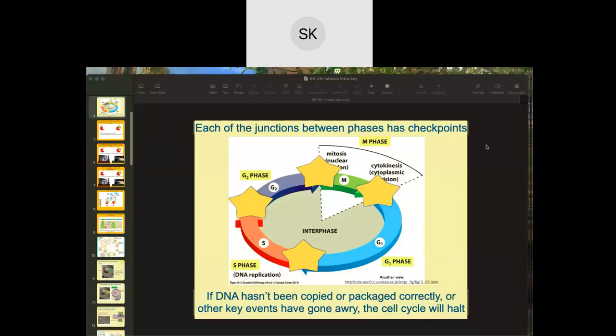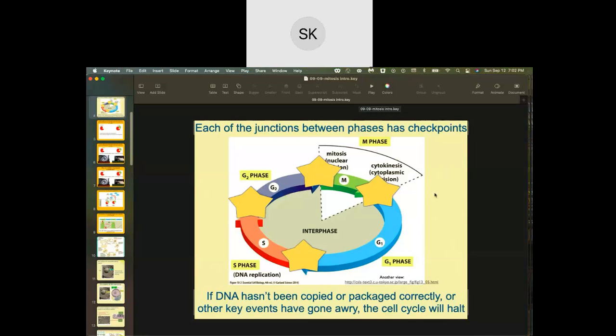This recording is going to be about CDK proteins, or cyclin-dependent kinases. The reason why we're talking about these is because we've been talking about the cell cycle and mitosis, and CDKs are a crucial part of the cell cycle and mitosis.